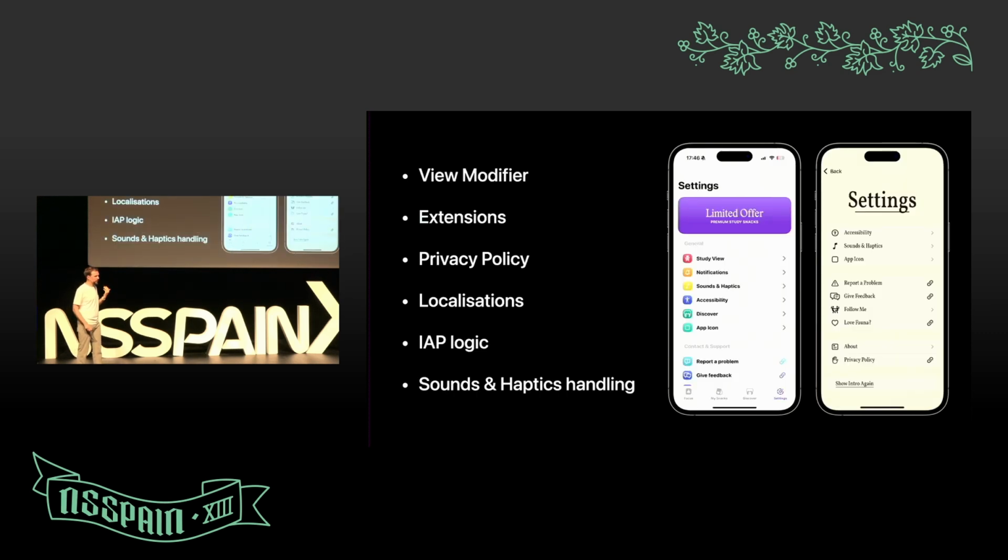And things that I constantly reuse are view modifiers, extensions, my privacy policy. I copy over localizations, in-app purchase logic, and sounds and haptics handling. And those two settings screens are basically the same code. They're just slightly differently styled. And by just copying around code, I can whip up certain screens in minutes.